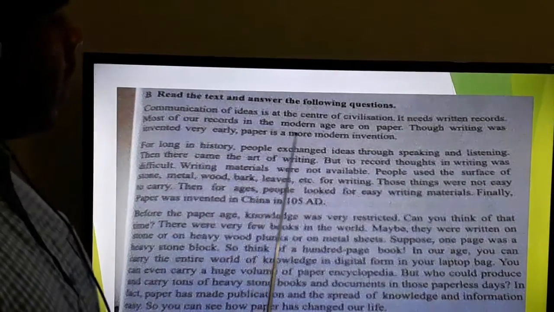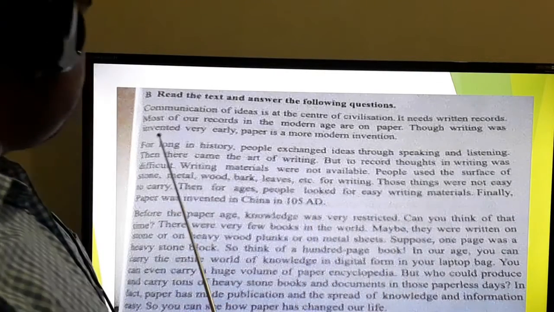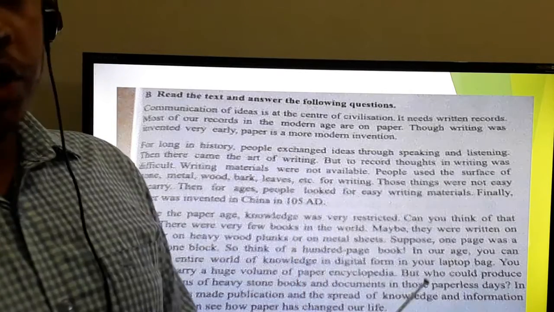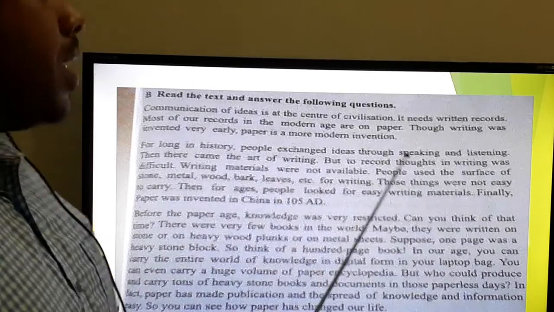Most of our records in the modern age are on paper. Though writing was invented very early, paper is a more modern invention. Let me clarify one thing, that everything has been written on paper.